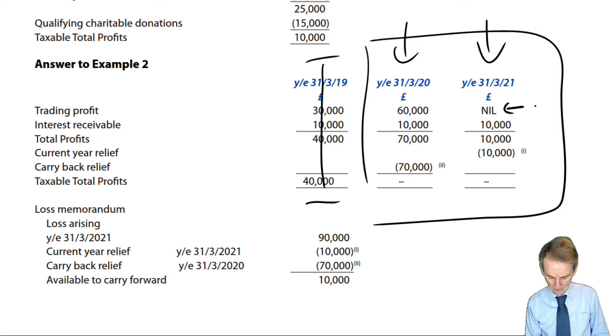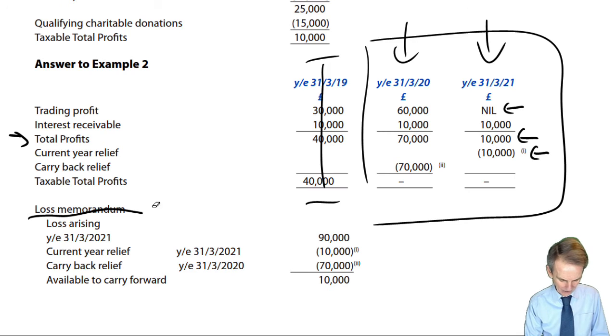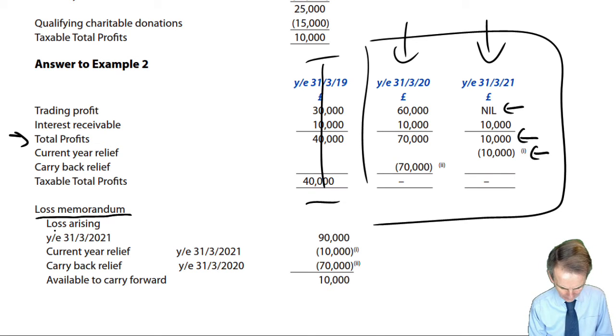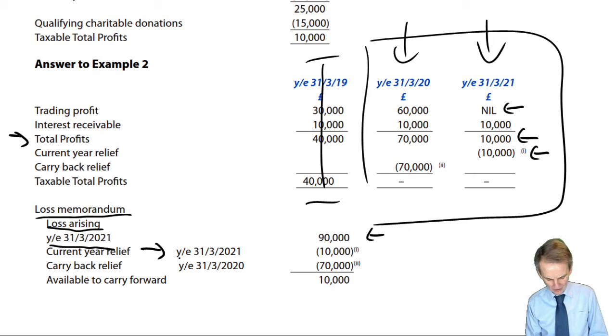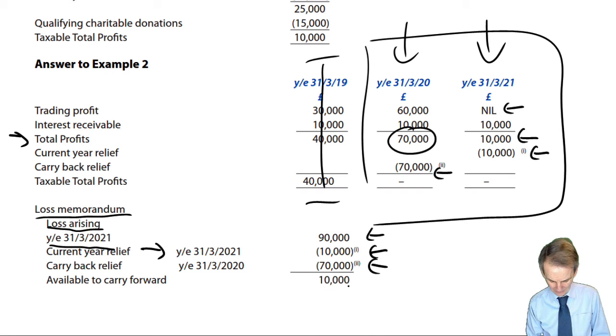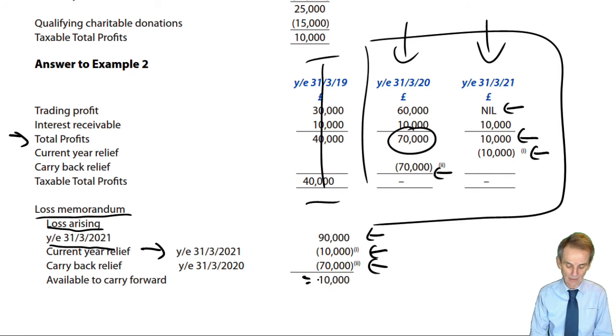Again, nil assessment for the loss. Pick up the figures from the question, copy them in from the question to your answer to get firstly total profits for each of the current period, 10. That is the first claim, £10,000. That is recorded in your loss memorandum. Loss memorandum here, where the loss arising for the year ended March 21 was 90,000. How do we relieve it? Current year, current period relief, that's the year ended March 21. There's your first use, 10,000. That leaves 80,000, the 70,000 total profits. There is your second use, 70,000, leaving you with, therefore, 10,000 to carry forward.